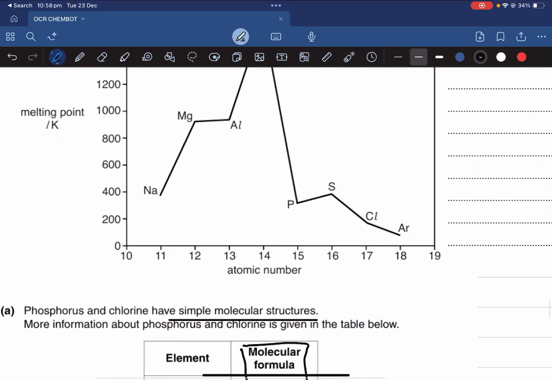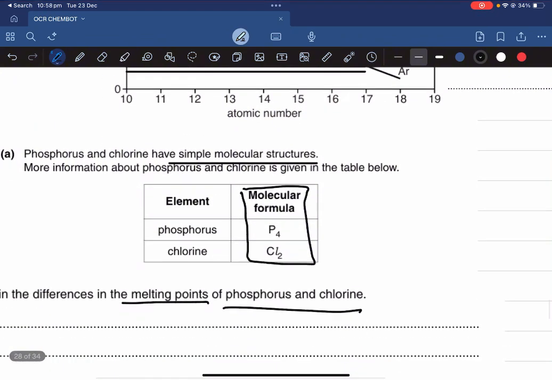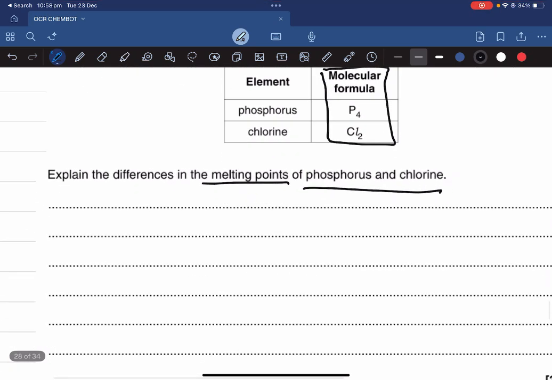So when we go to the graph, we can see here that phosphorus is over here. It has a melting point of, I'd say, around 300. And chlorine has a melting point of, I'd say, this line is quite bad, so say maybe 175. So immediately, one of the points that I know is right is that chlorine has a lower melting point than phosphorus.